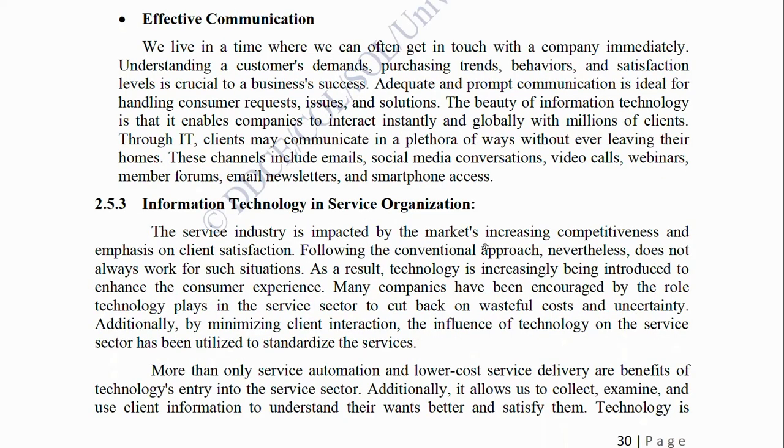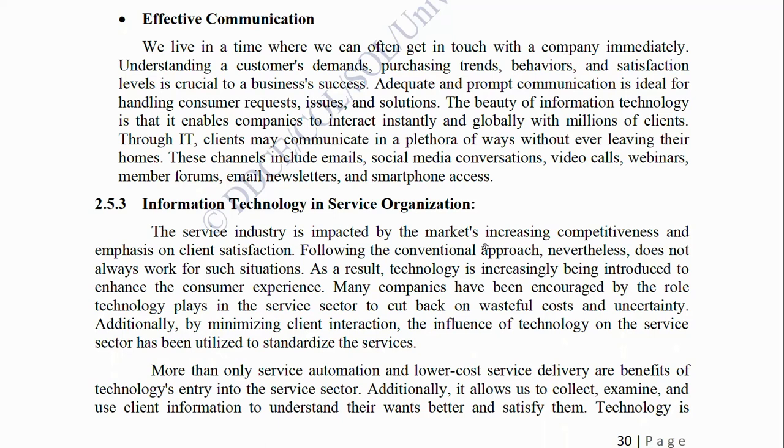Effective communication. We live in a time where we can often get in touch with a company immediately. Understanding a customer's demand, purchasing trends, behaviors, and satisfaction levels is crucial to a business's success. Adequate and prompt communication is ideal for handling consumer requests, issues, and solutions.